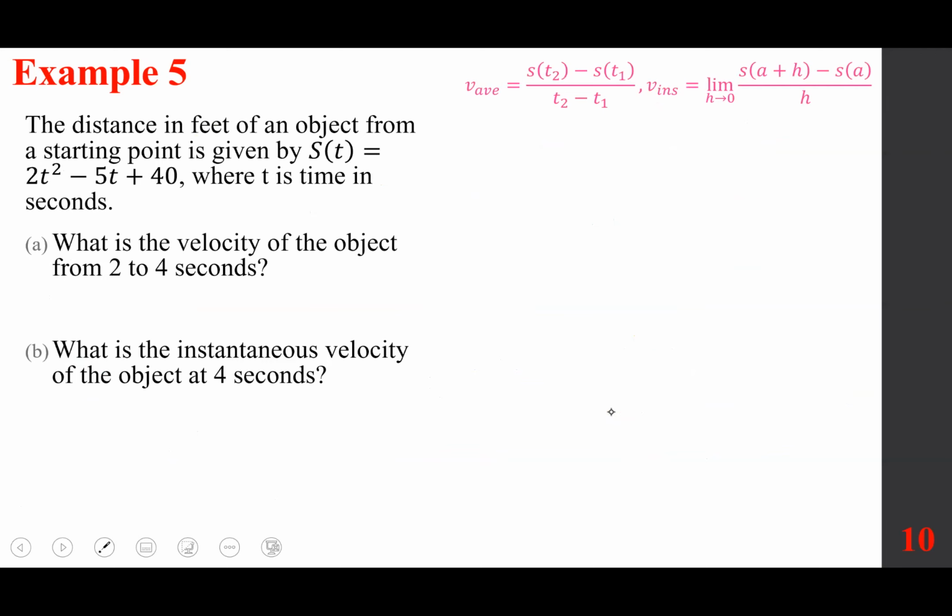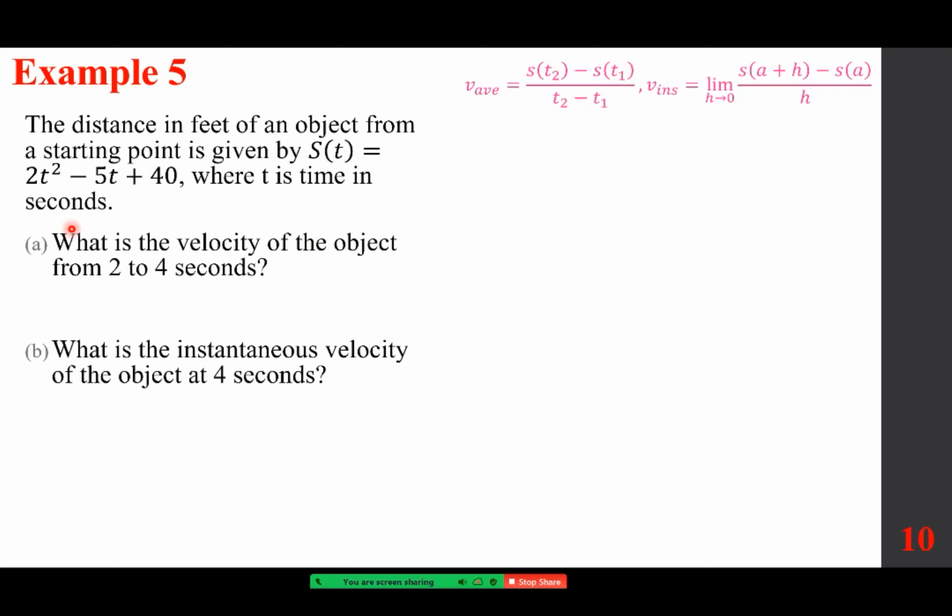The distance in feet of an object from a starting point is given by S of t equals 2t squared minus 5t plus 40, where t is time in seconds. What is the velocity of the object from 2 to 4 seconds? This is the average velocity because we have 2 points in time, and the average velocity is just like the slope of a secant line. So S of t sub 2 minus S of t sub 1 over t sub 2 minus t sub 1.